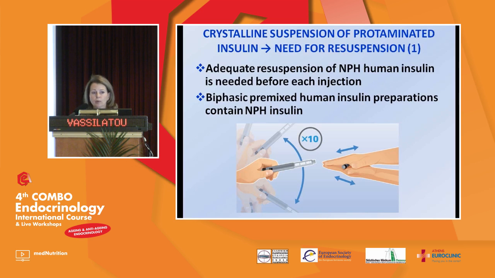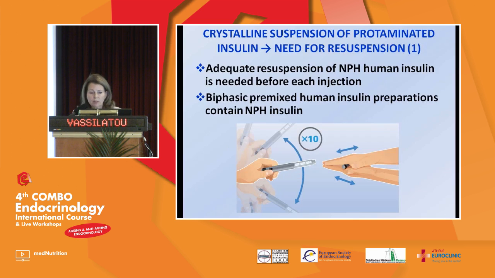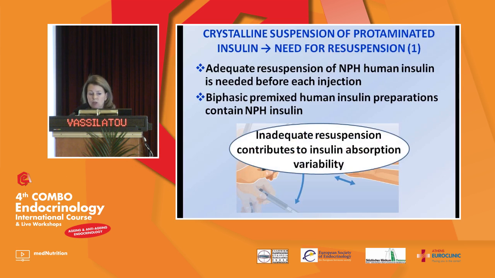Any crystalline suspension of protaminated insulin needs resuspension, and this applies to NPH human insulin, which has to be resuspended before each injection. The same is true for biphasic premixed human insulin preparations, which contain NPH insulin. Appropriate resuspension is obtained when the insulin pen is inverted 10 times and then rolled between hands another 10 times. Inadequate resuspension contributes to insulin absorption variability.